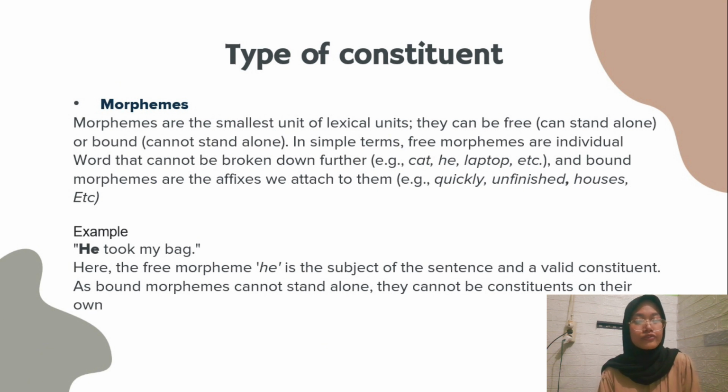Example for morpheme: he took my bag. Here the free morpheme he is the subject of the sentence and a valid constituent. As bound morphemes cannot stand alone, they cannot be constituents on their own.